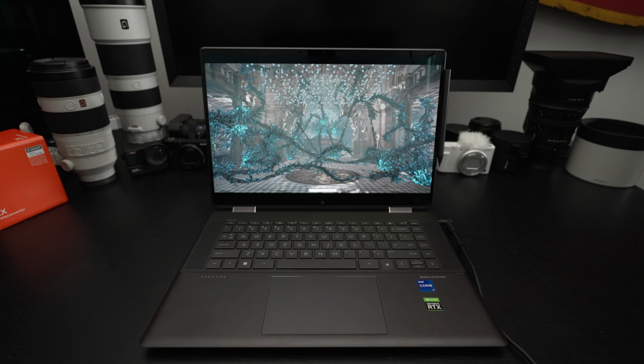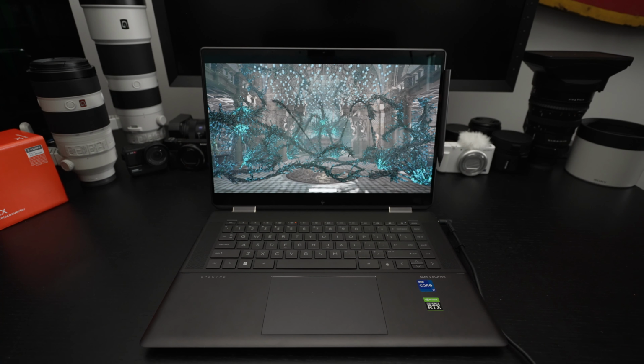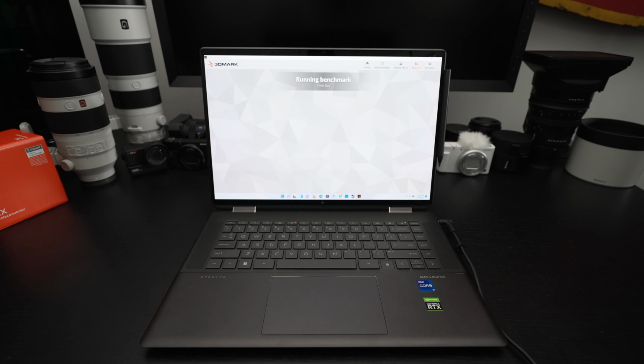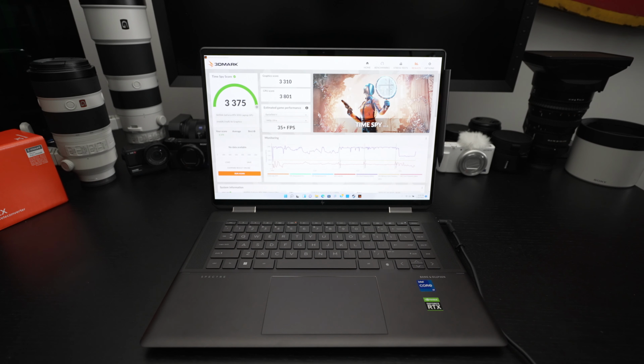So very similar in performance to what we got out of the previous generation Spectre 15T with the H-series 6-core processor. That was a 10th-gen chip as opposed to the 11th-gen quad-core chip we're getting here. And of course, a 1600 series GPU versus the RTX 3050. Both have 4 gigs of VRAM. And as I stated, when I compared this machine to its predecessor, it was really close in overall performance.